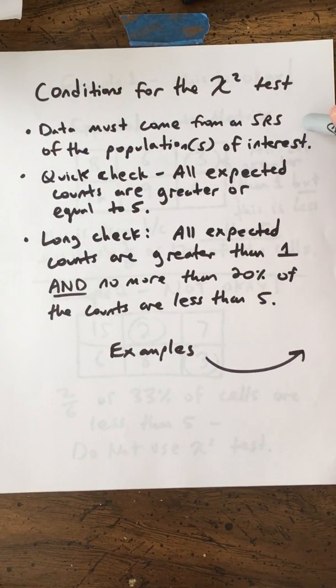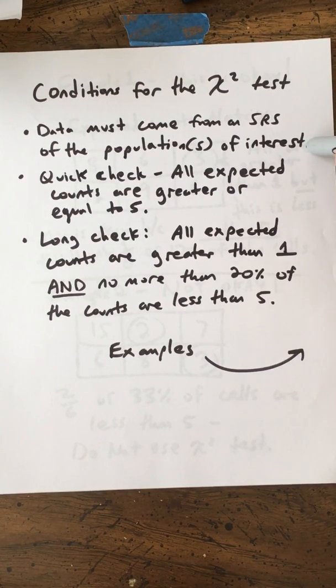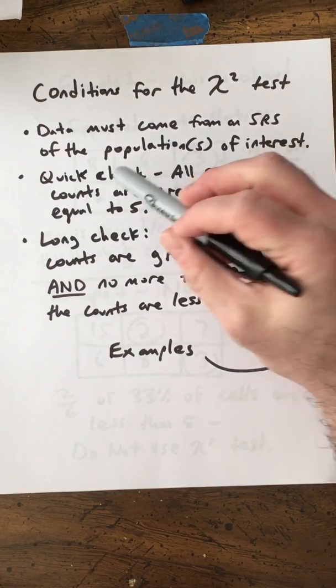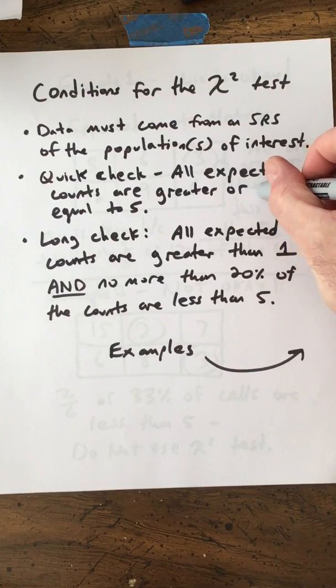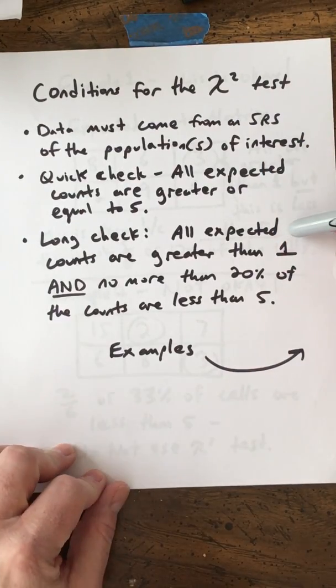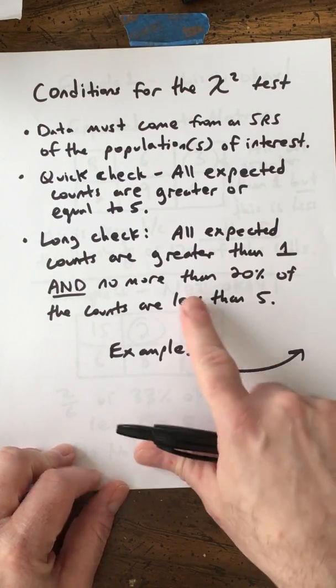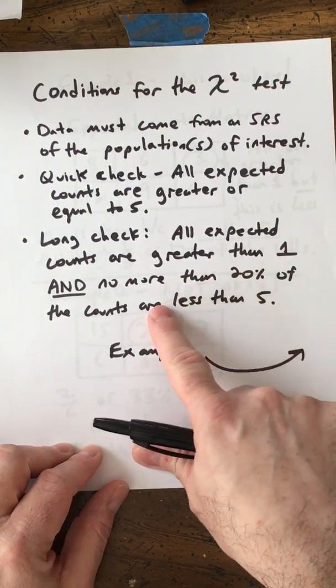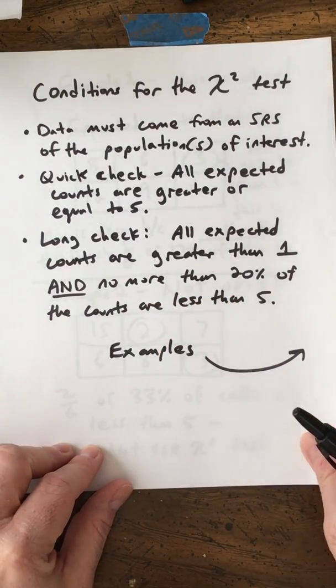First of all, the data must come from a simple random sample of the populations of interest, and then you've got to check the expected counts. Here's a quick check. All the expected counts should be greater than or equal to 5, but you can get a little more flexible if you look at your expected counts more carefully. As long as all of them are greater than 1 and no more than 20% of the counts are less than 5, you meet the condition.